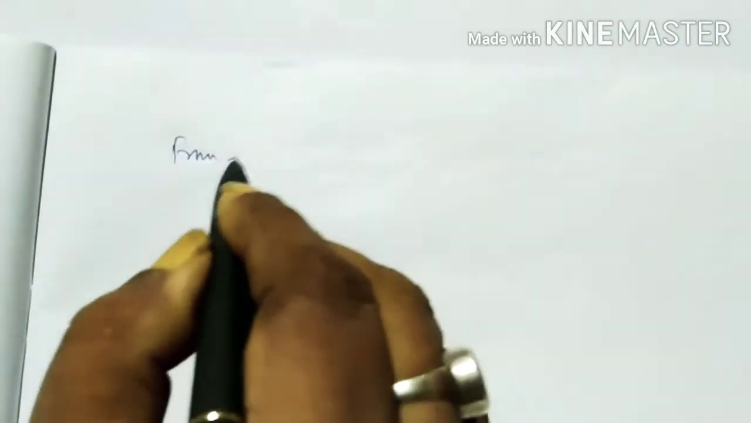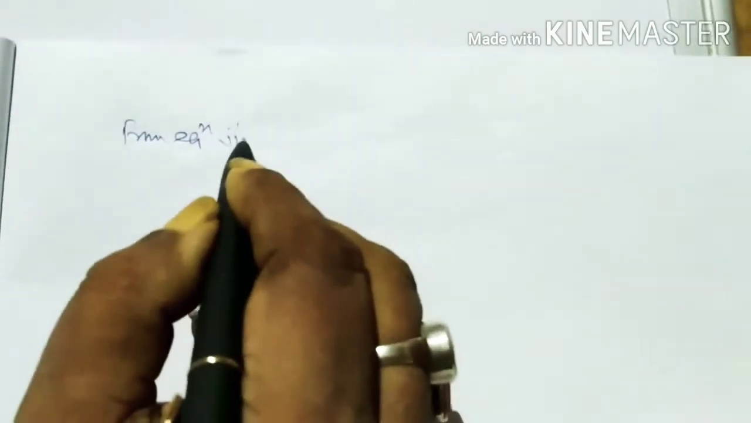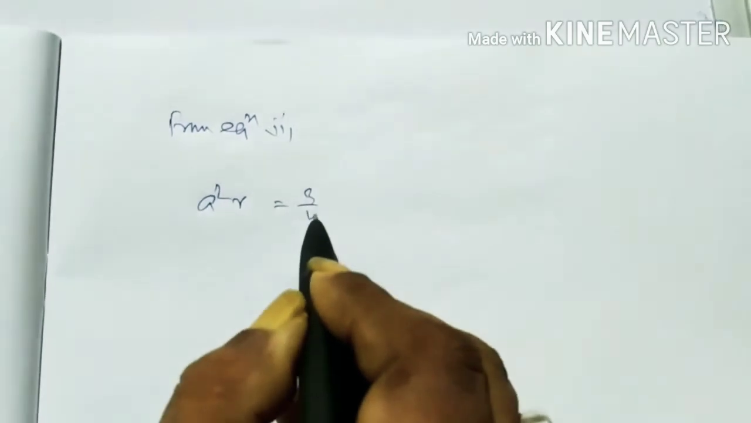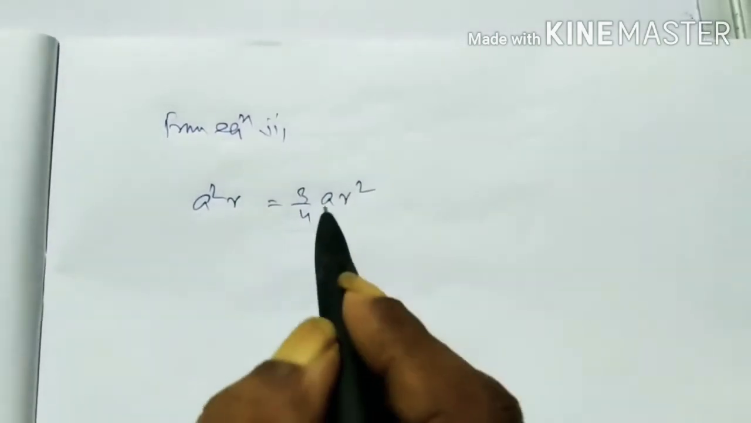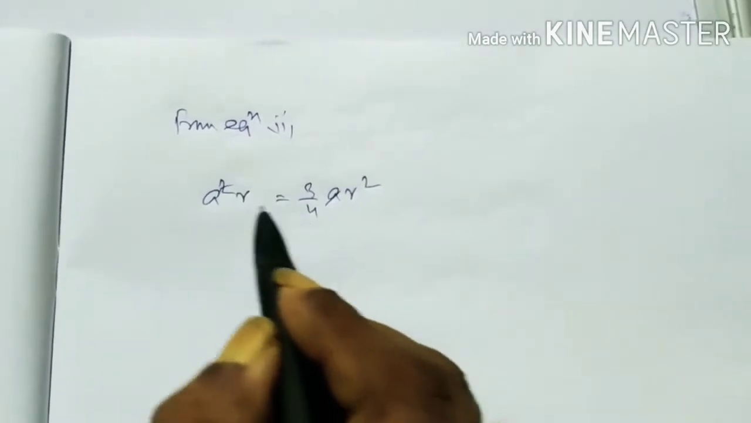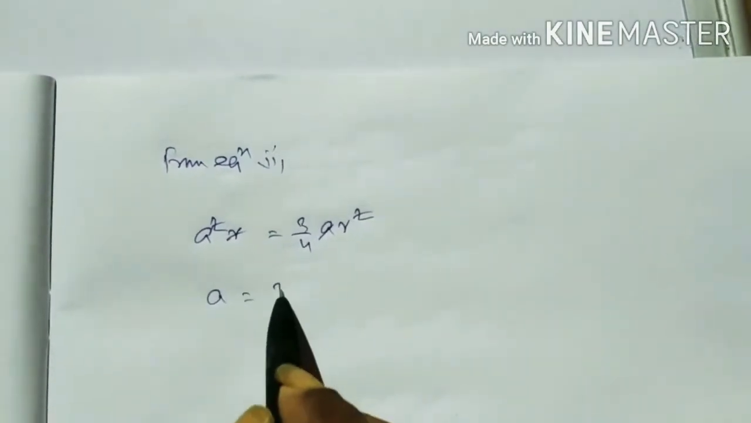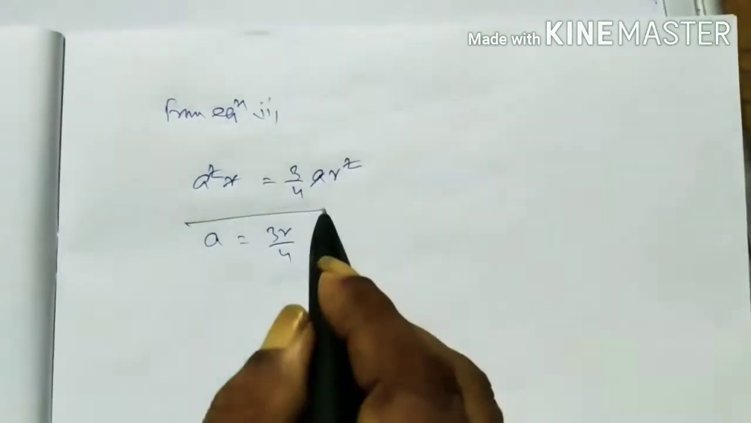Now let me do one thing here. From equation 2, that is a square r is equal to 3 by 4 ar square. Here you see this a cancels out, this r cancels out. a is equal to 3r by 4. So we get a relation: a is equal to 3r by 4.